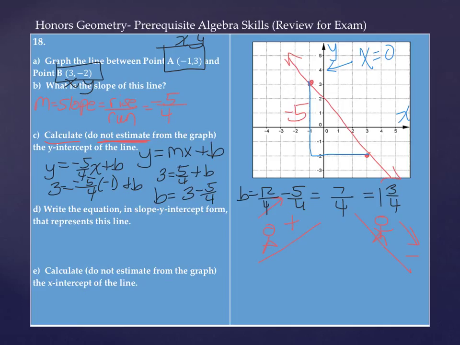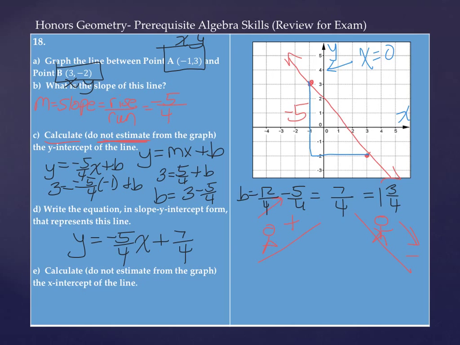All right, write the equation in slope y-intercept form. Well, now we're going to bring it all together. We've got y equals -5/4, that's our slope, x, plus b, which would be our y-intercept, and we just solved that to be 7/4. So that's the equation of our line.